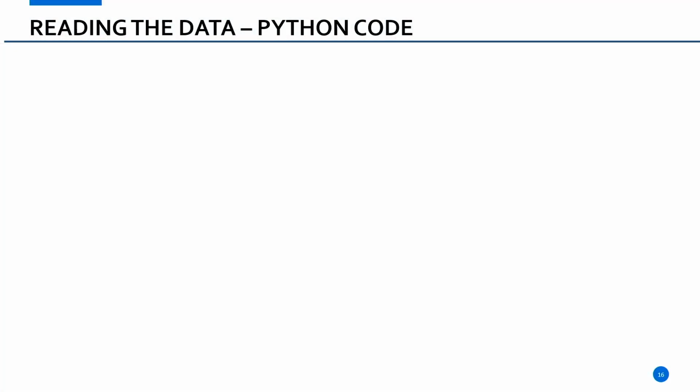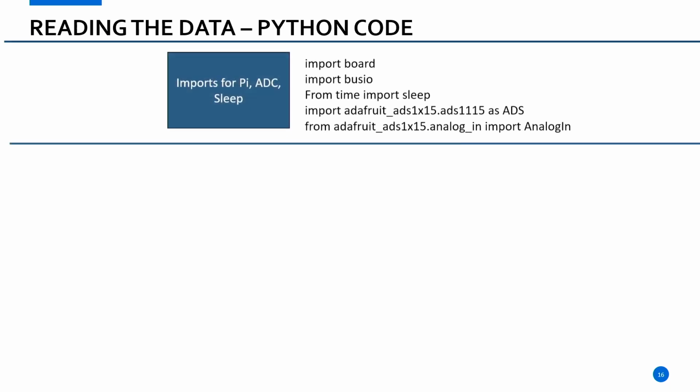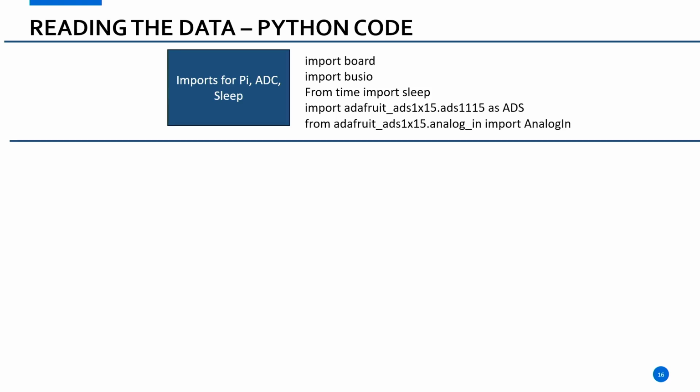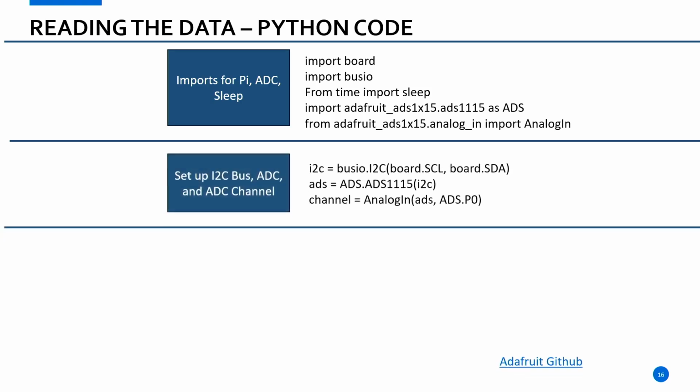So just to show you a little bit of what that looks like, I have a conceptual map on the left side of the screen and the code on the right side of the screen. What we need to do is import our libraries for Adafruit, and then a couple of libraries, board and busio, to help us set up the I2C and ADC. So with that, we now have 3 lines of code.